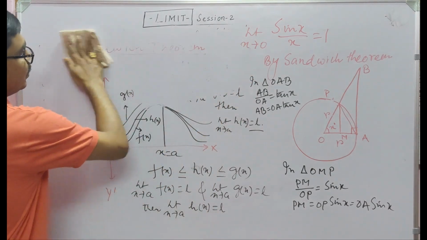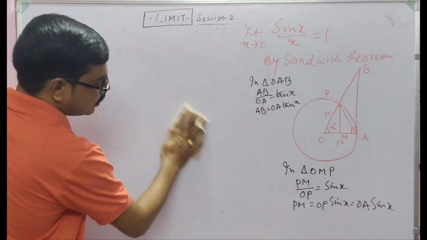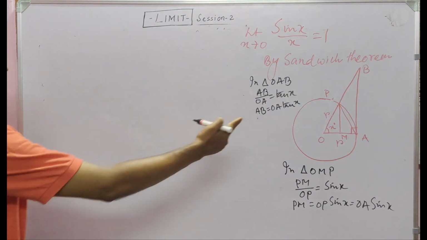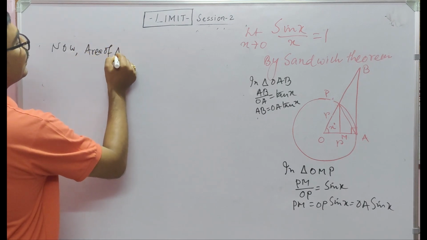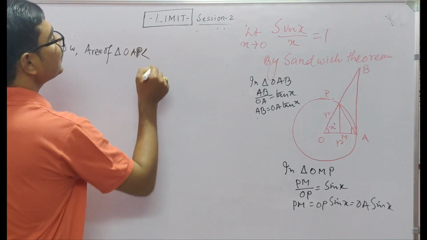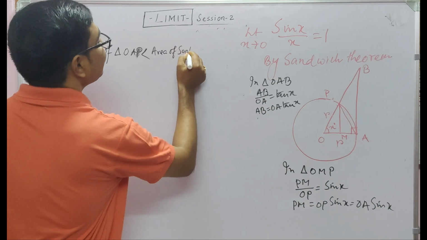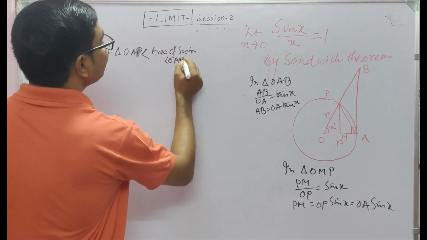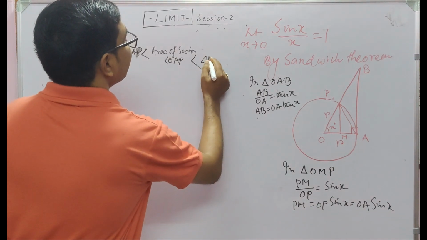Now consider three functions f of x, g of x, and h of x. The area of triangle OAP is less than the area of sector OAP, and that is less than the area of triangle OAB.